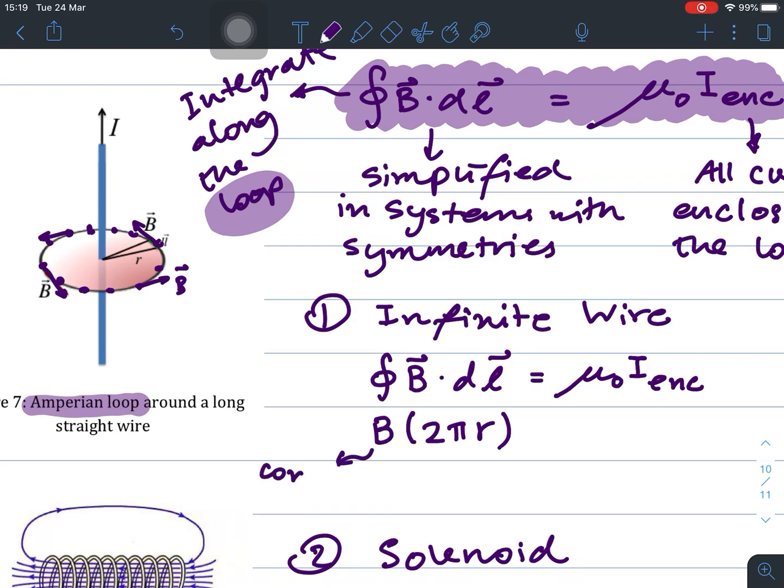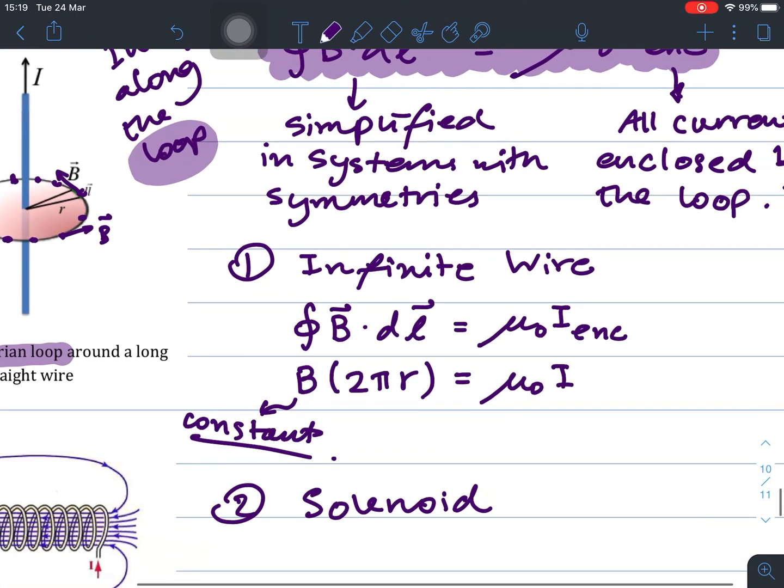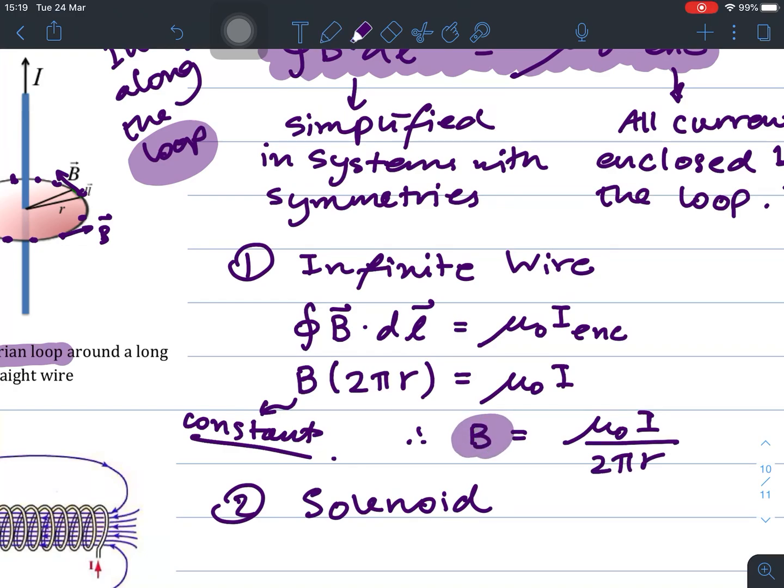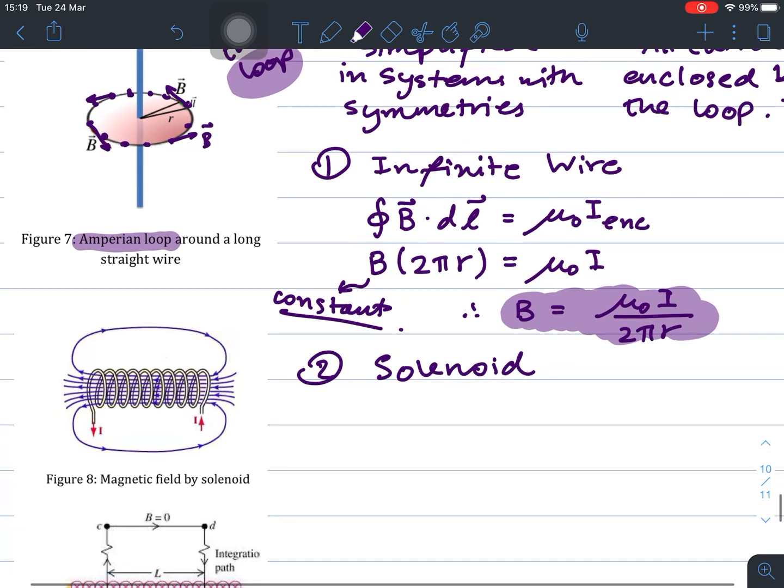Yes, because B is constant. And on the right-hand side, the I that is enclosed within the Ampere loop will be just I. So we substitute into the equation, and finally we find that the magnitude of the magnetic field is mu 0 I divided by 2 pi r. This result agrees with what we got from the Biot-Savart law in the earlier video clip.